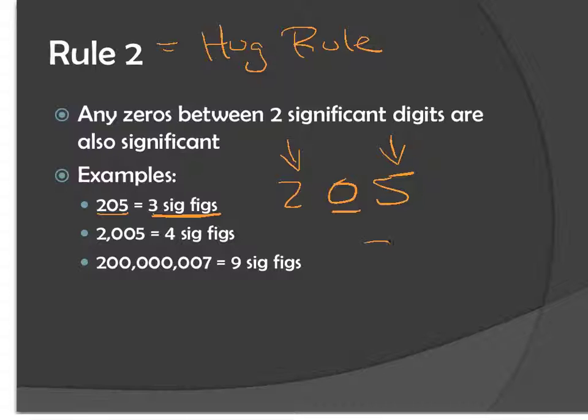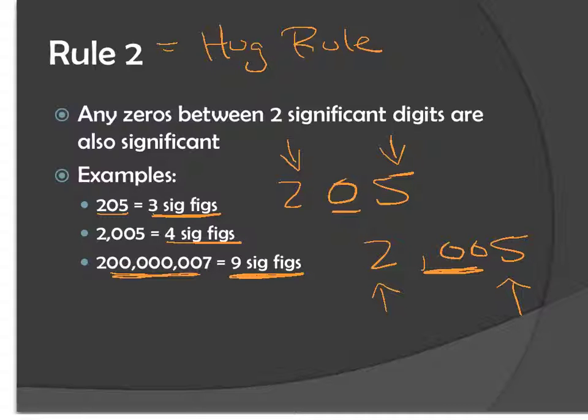If we add another 0 in there, now we have 2005. We still have two non-zero digits on the outside. These two zeros are significant also. So in this number we would have 4 sig figs. If we plop a lot of zeros in there, and now we have 200,000,007, we're going to have 9 sig figs. All of these zeros in the middle are significant. So whenever we have zeros in between two non-zero digits, they all become significant. So that's rule number 2.